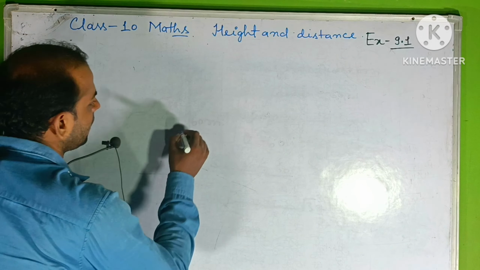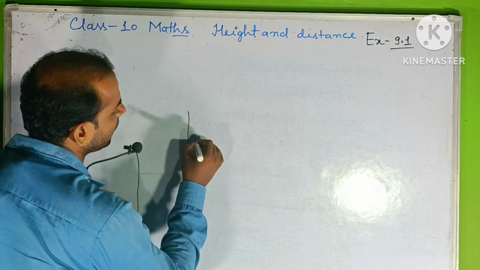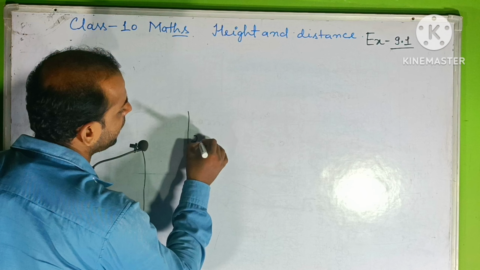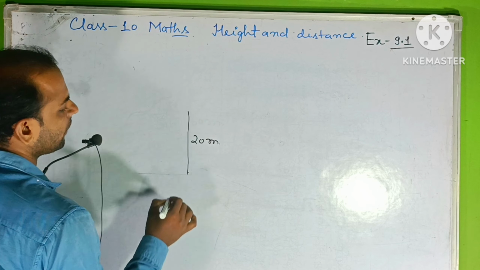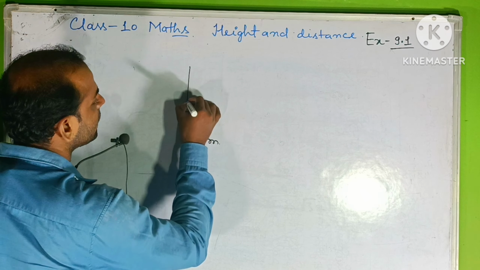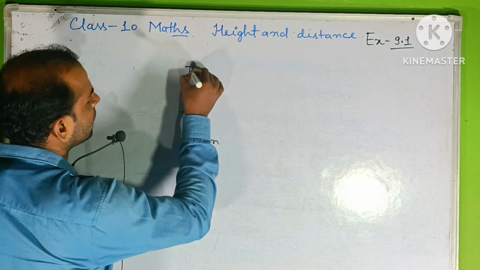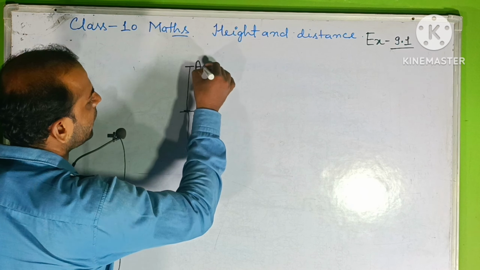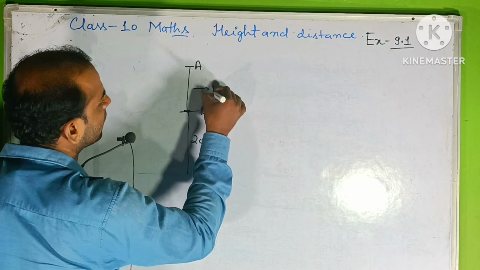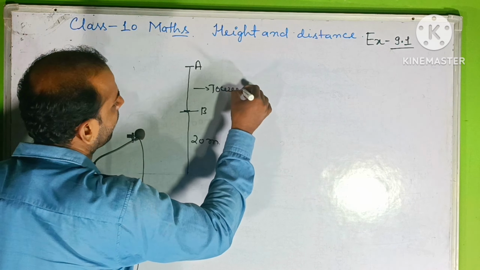It has written that there is a building whose height is 20 meters, and on that building, a tower is fixed. This portion, A to B, is the tower, and this portion is the building.